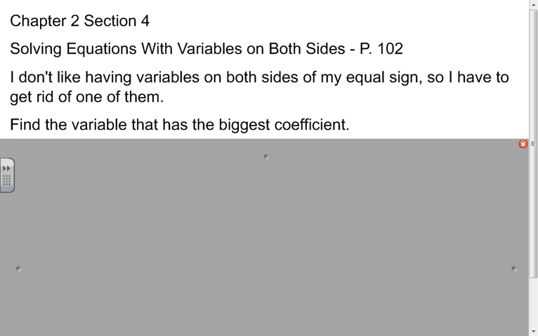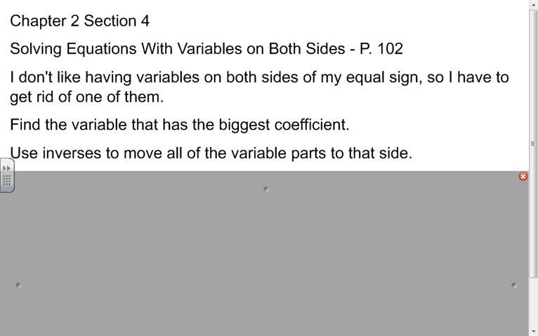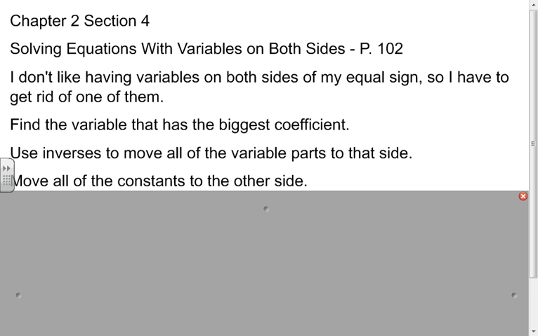First of all, find the variable that has the biggest coefficient. Remember, the coefficient is the number in front of the variable, so you're looking for the biggest number in front of a variable. You're going to use inverses to move everything that has a variable to that side of the equal sign. On the other side, you're going to put all the constants, the numbers that are by themselves. Those are constants. So you're going to have everything with a variable on one side, and everything that doesn't have a variable on the other side.